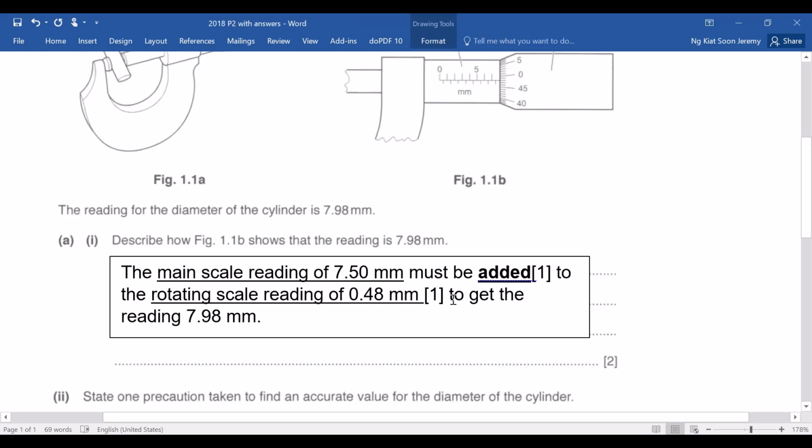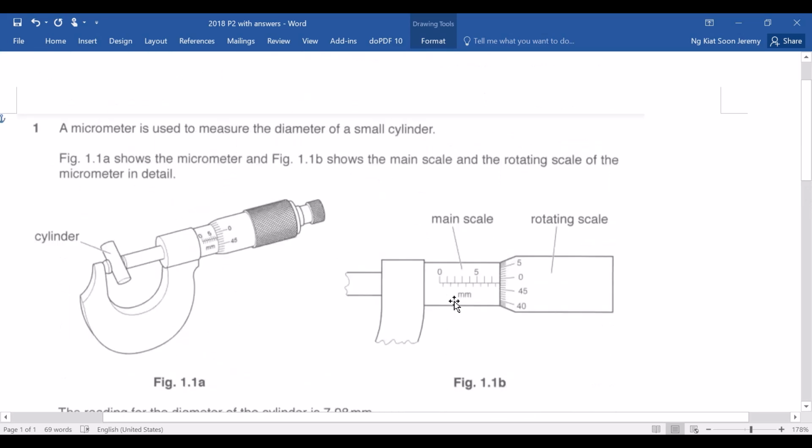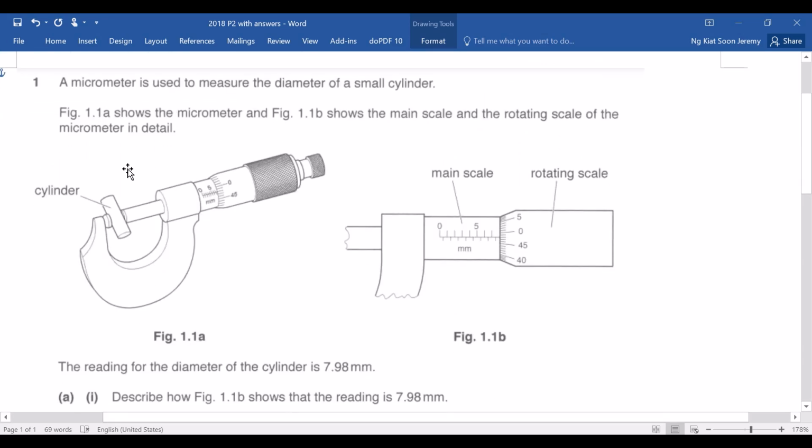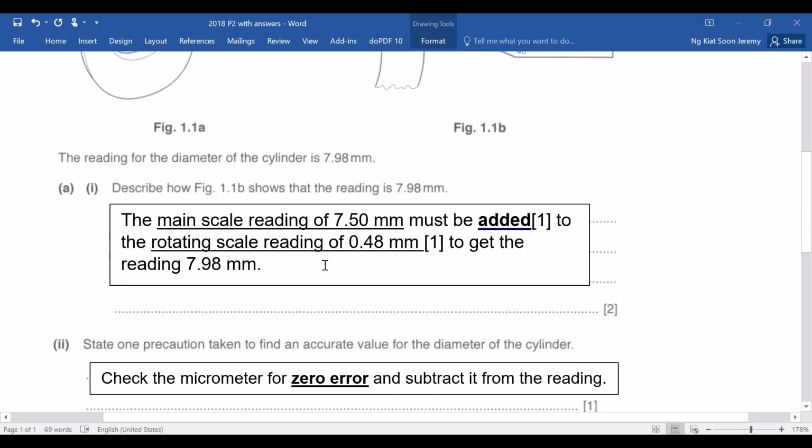Sorry, so we move on to part two: state a precaution taken to find an accurate value for the diameter of the cylinder. If you look at the situation and how the measurement was described, they clearly didn't take into consideration zero error for this question. So one of the things you could have said is check the micrometer for zero error, or zero error value, and subtract the zero error value from the reading. That's how I would answer the question on the precaution.